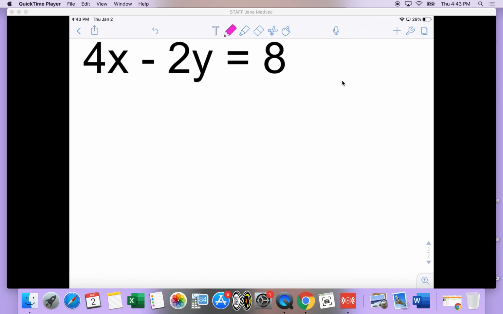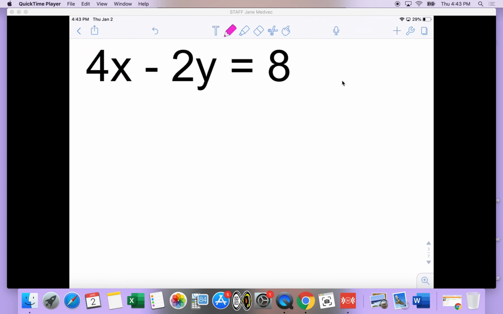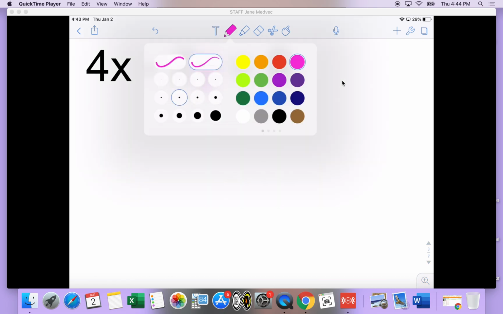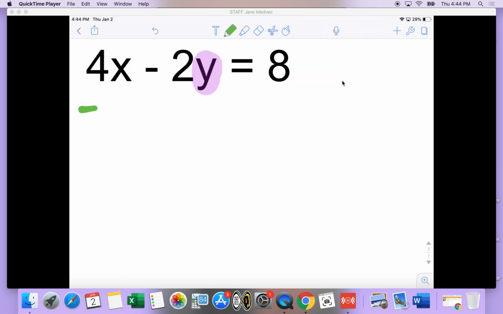Now let's go on to the next example. All right, you're going to notice that y is not by itself, and we need to get it by itself. When we worked on this in the past, we kind of highlighted the y, and it's like, don't touch it. It could even be in pen. We are not going to touch that y. So how I'm going to do this is I'm going to subtract 4x.